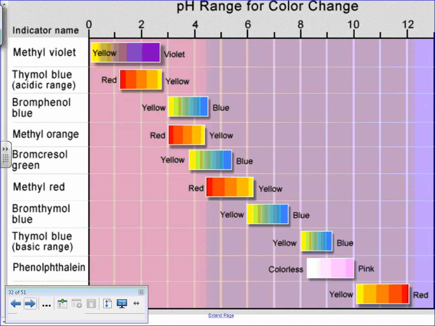All right, there's a plethora of these indicators. What's plethora mean? A lot. We've got methyl violet, thymol blue, bromophenol blue, methyl orange, bromocresol green, methyl red, bromothymol blue. You've seen this one, bromothymol blue. Did you use this in biology? It would turn green and blue. Then thymol blue, phenolphthalein.